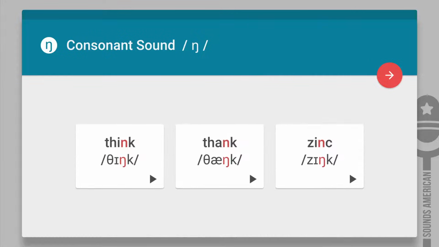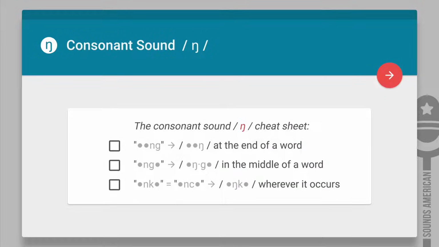And finally, there's one last case. Listen to these words: think, thank, or zinc. The letter N is pronounced as the sound as it occurs before the letter K or the letter C. If it still feels complicated, here's a quick summary. If you see a word that ends with NG, you have the sound. If you see the letter N before the letters G, K, or C, pronounce the N as the sound.